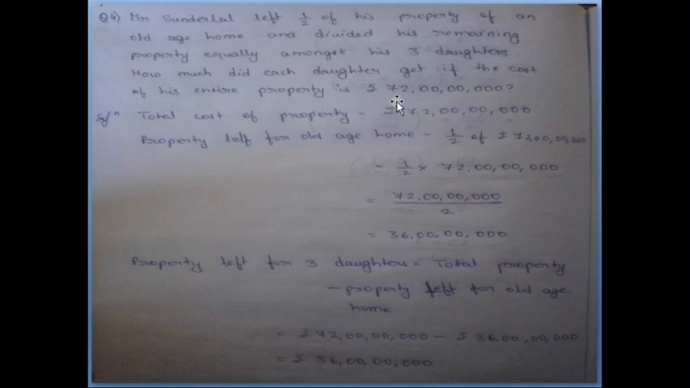So here in the question it is given Sundarlal left 1 by 2 of his property for the old age home. It means 1 by 2, half of his property, he left for the old age home, and the remaining half property he has divided between his 3 daughters. So how much property will be received by each of the daughters, that we have to find out.